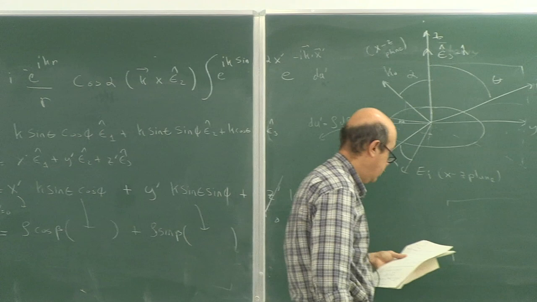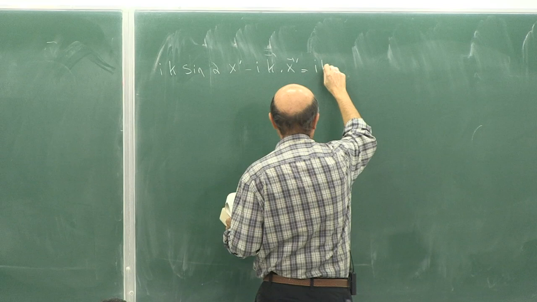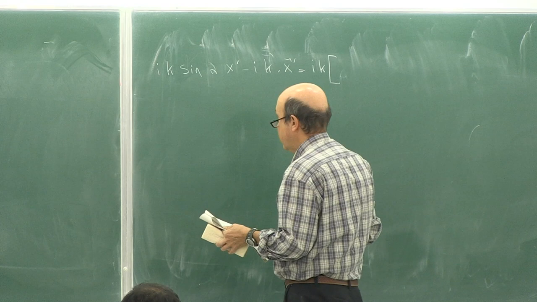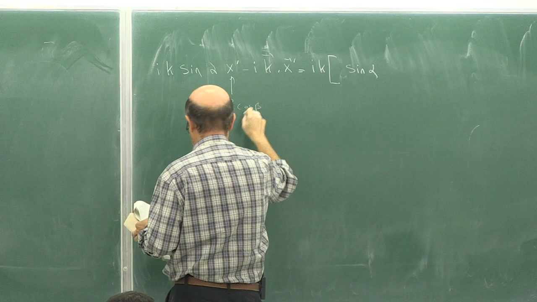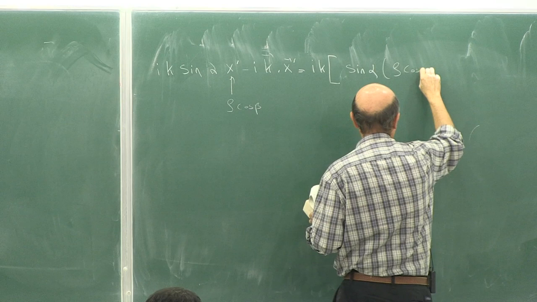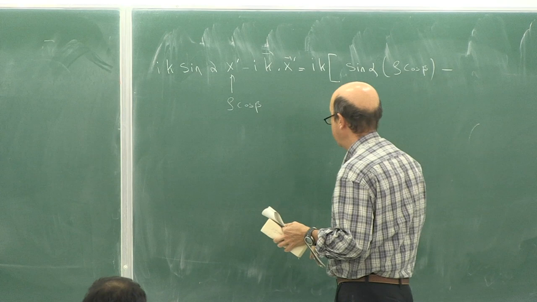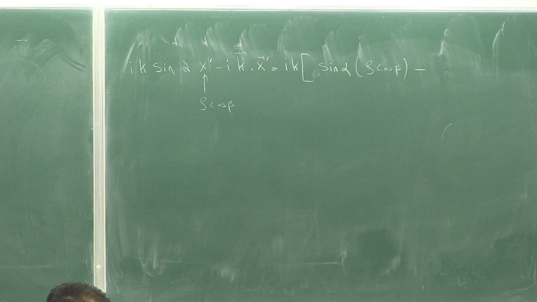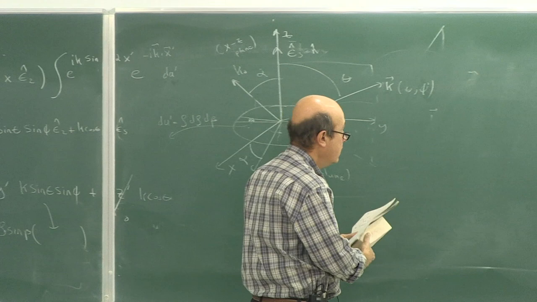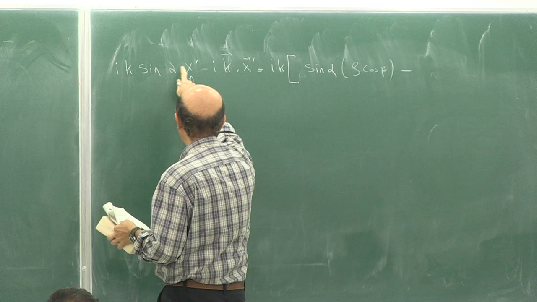So if you take the ik parenthesis, this is equal to the following: ik open parenthesis sine alpha, instead of x prime. What is x prime? x prime is rho cosine beta, minus k dot x. What is k dot x? The first term was ik sine alpha x prime. This is minus ik dot x.